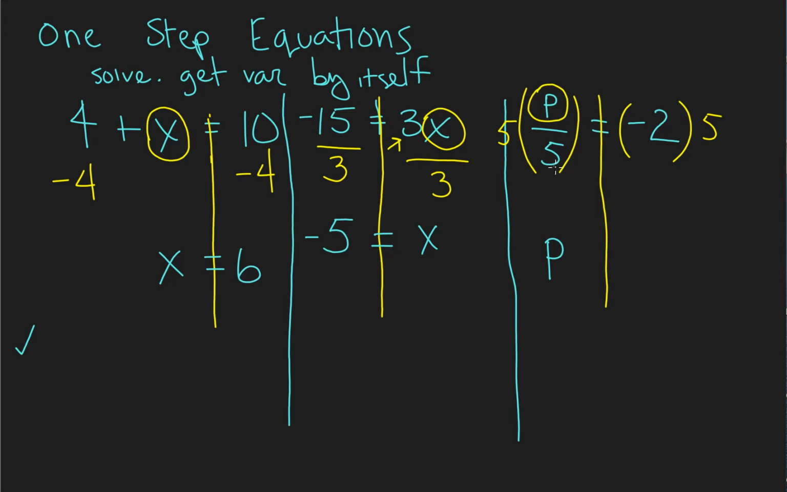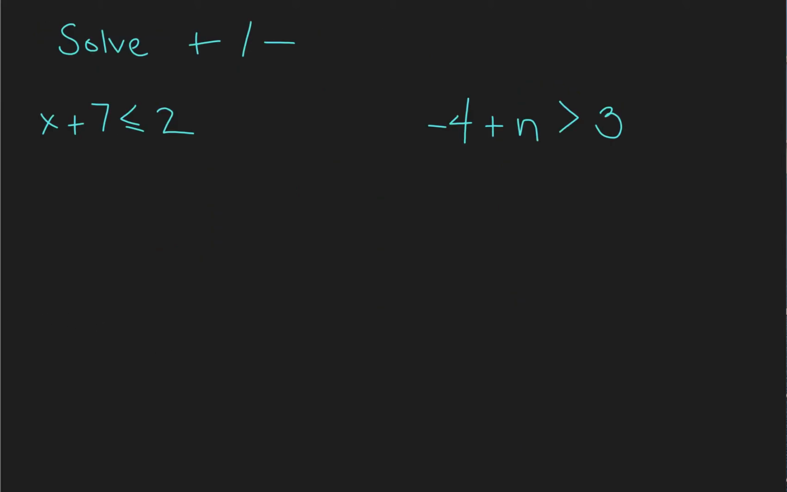So 5 divided by 5 is 1. We're left with the p. Negative 2 times 5 gives me the negative 10. So that's just a quick review on one-step equations. Now, what we're talking about now are inequalities.